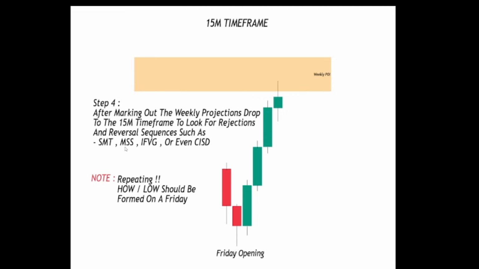It can be an SMT, can be a structure shift, can be an inversion fair value gap, or even can be a change in state of delivery on the 15-minute. You can have such a thing, but not 100%, because I'm going to show you later on in the video how you can even catch the setup before you even see the reversal sequences on the 15-minute time frame.